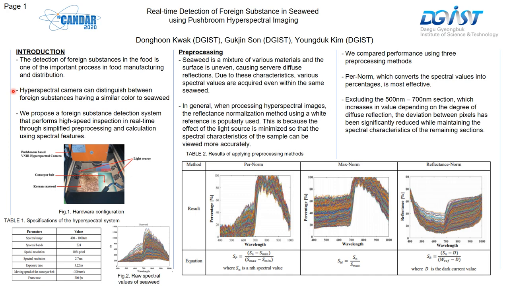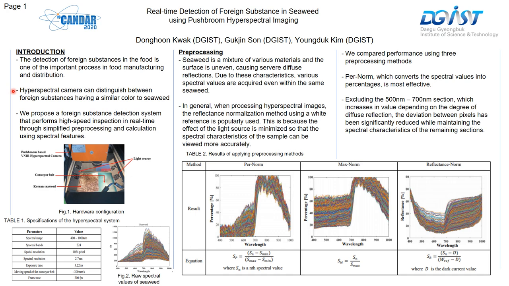In the case of seaweed substance detection systems currently used in the industry, RGB image-based or metal detectors are most popular. The RGB image-based detection system has difficulty distinguishing foreign substances having a color similar to seaweed, or foreign substances outside the visible spectrum. But a hyperspectral camera can distinguish between foreign substances having a similar color to seaweed. That's why we are using a hyperspectral camera.